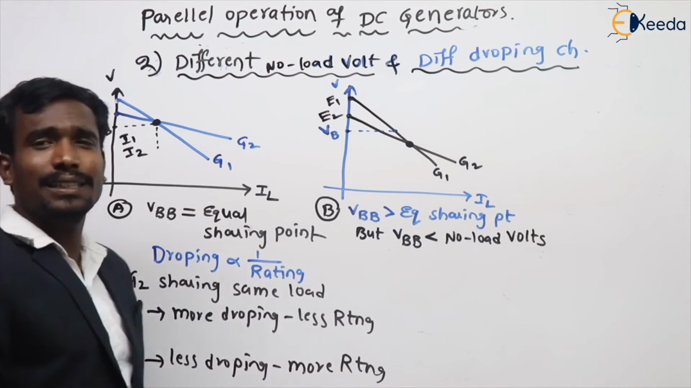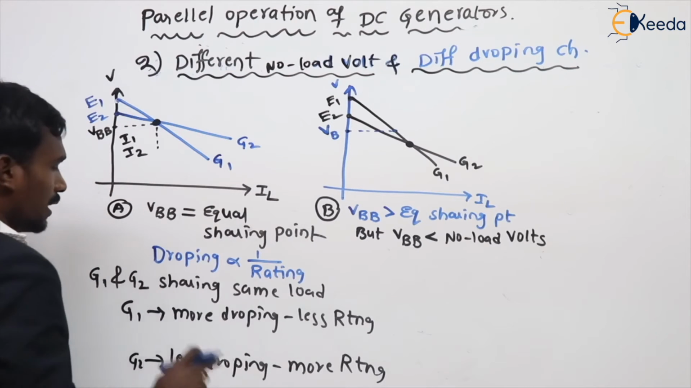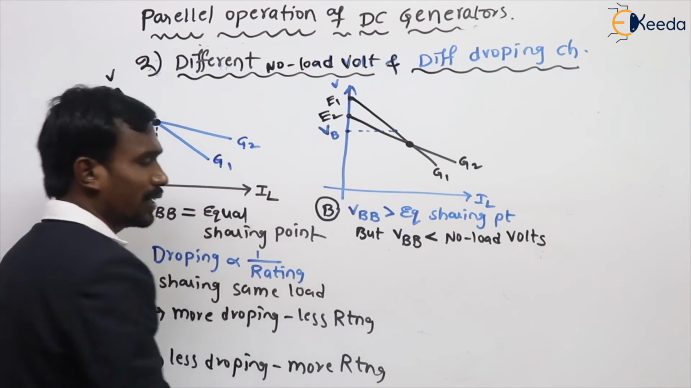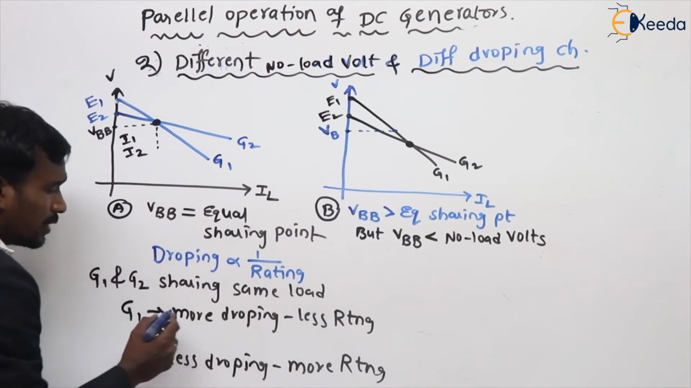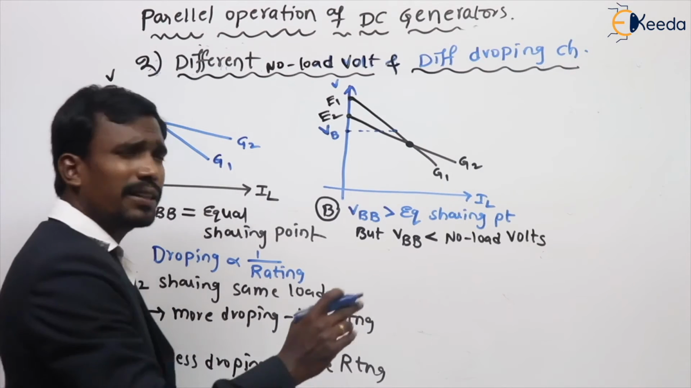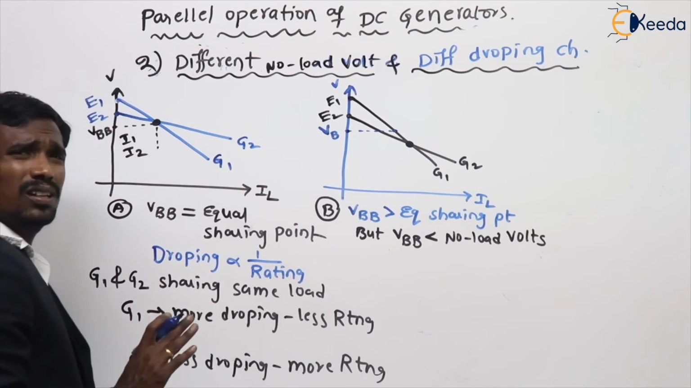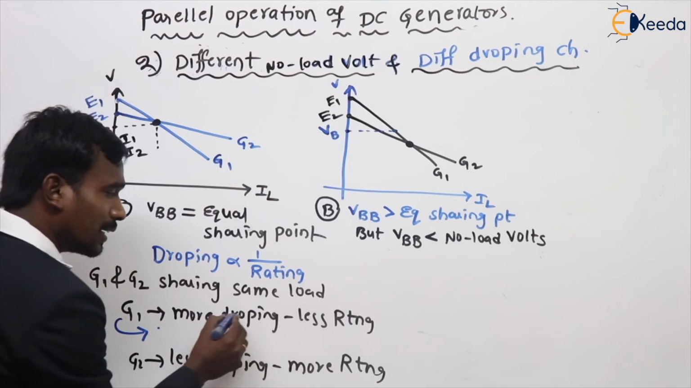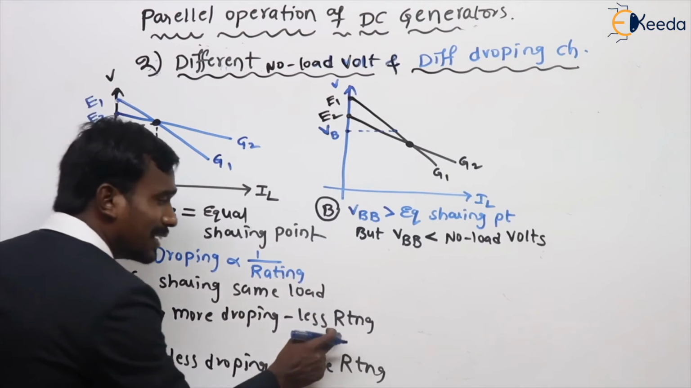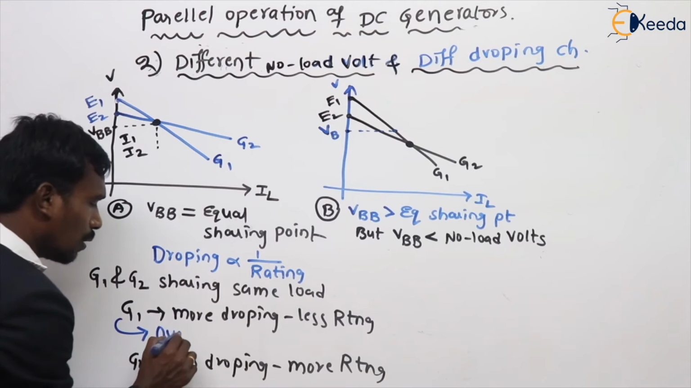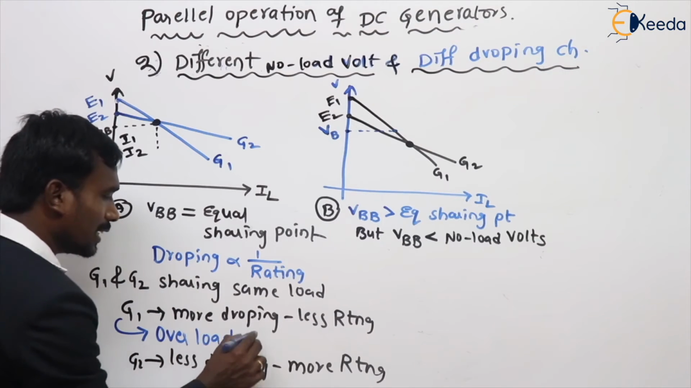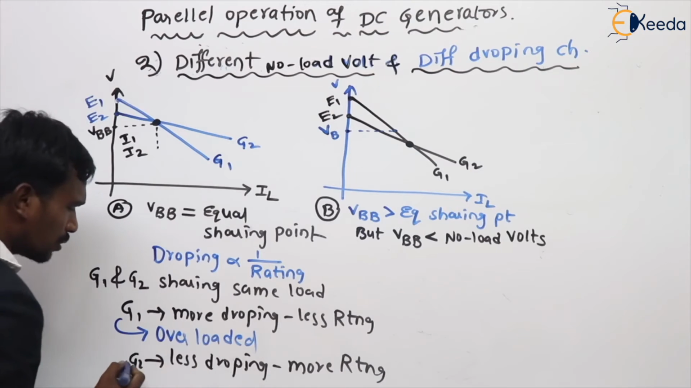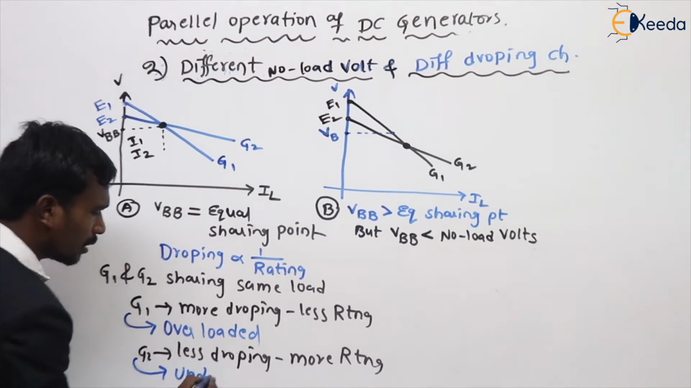I already told you, drooping is inversely proportional to rating. Here generator 1 is more drooping, so less rating. Generator 2 is less drooping, so more rating. So generator 1 and generator 2 have different ratings but share the same load. Ultimately generator 1, which has more drooping, nothing but less rating, shares the same load. So this is the overloaded generator. And this one has more rating but shares the same load. So generator 2 is underloaded.